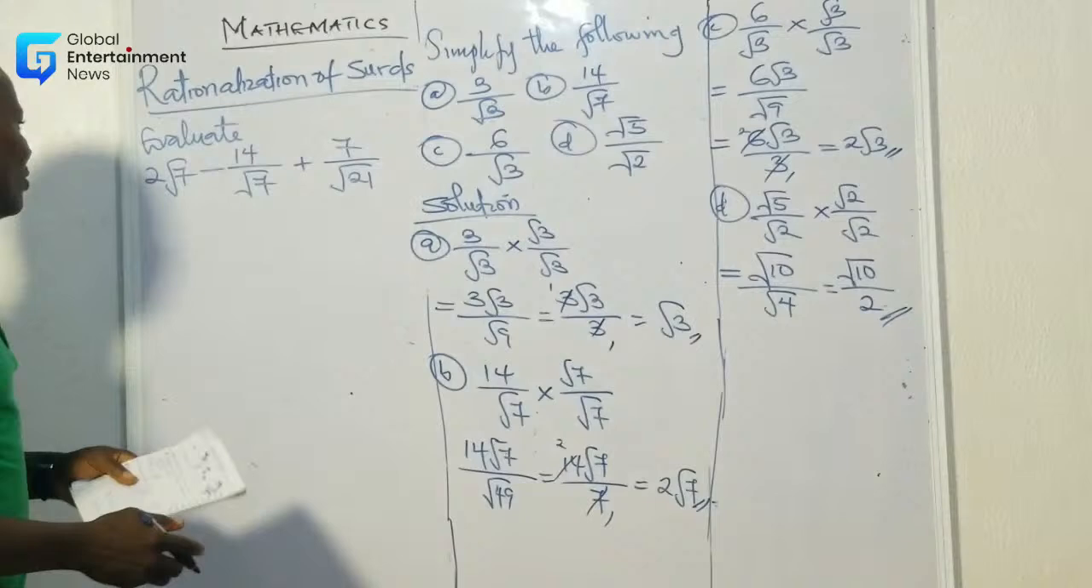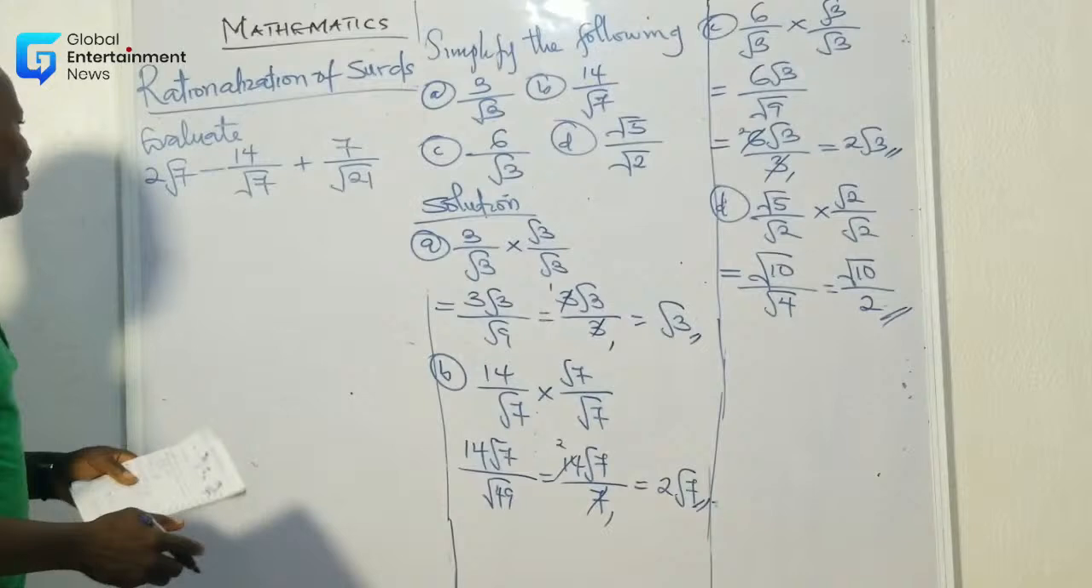Now, do this. Look at this first one. We can't find the perfect square for this 7. So we're going to have 2 root 7 minus, let's rationalize this root 7, because once the root is at the denominator level, you have to rationalize it. So let's rationalize it. So what do we have here?